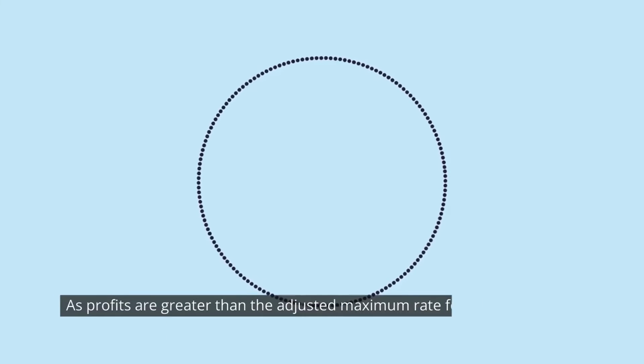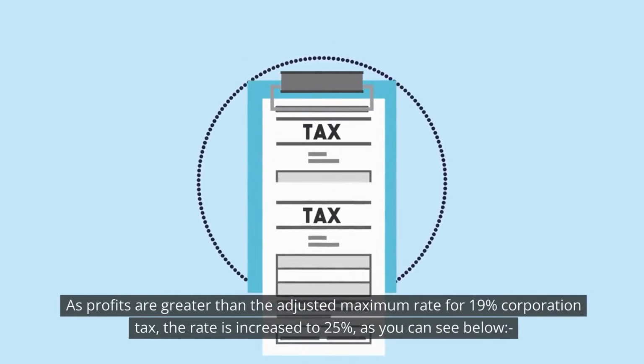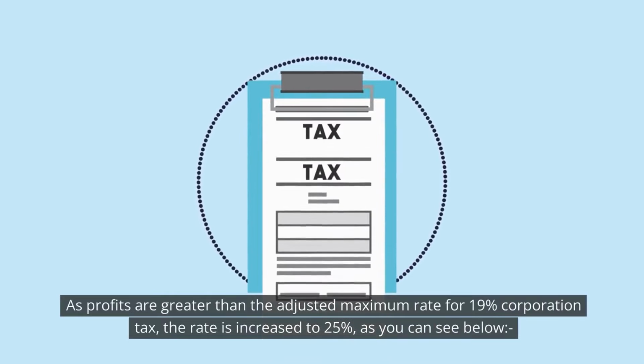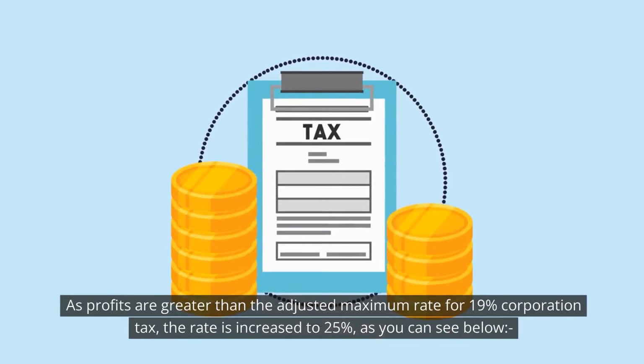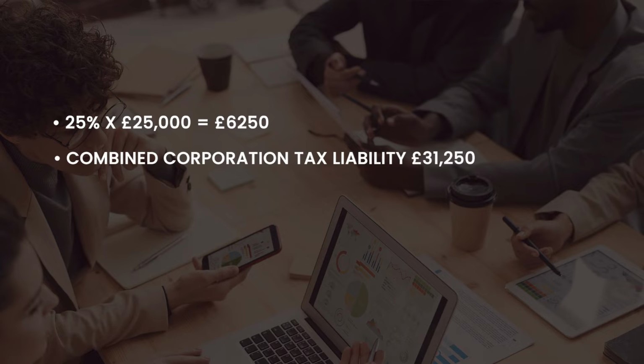As profits are greater than the adjusted maximum rate for 19% corporation tax, the rate is increased to 25%, as you can see below. 25% times £25,000 equals £6,250. Combined corporation tax liability, £31,250.